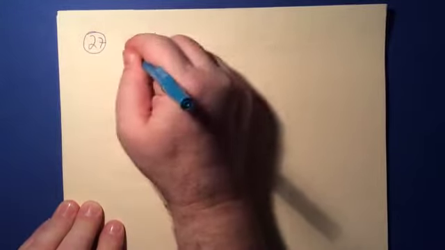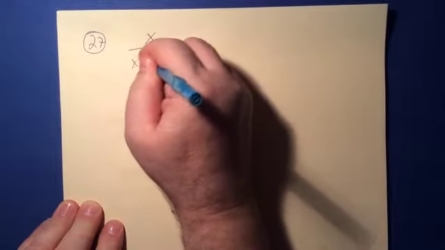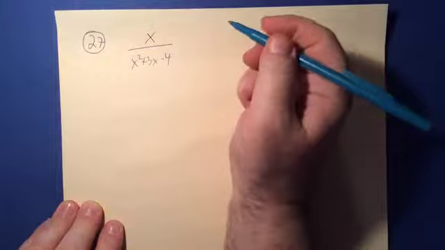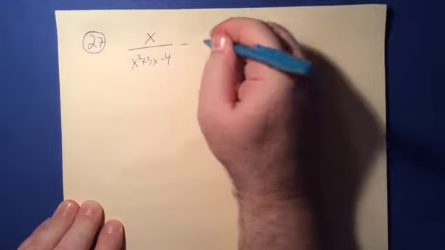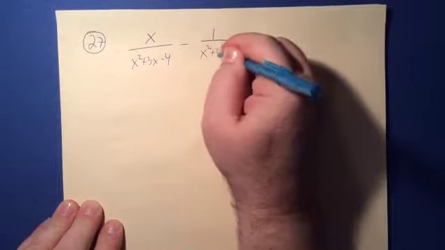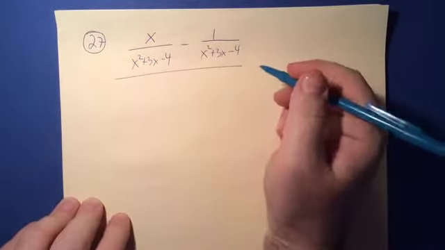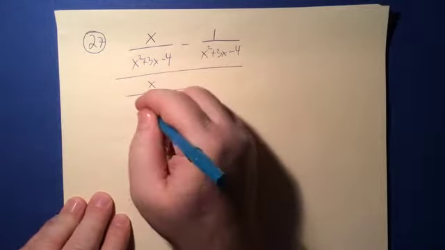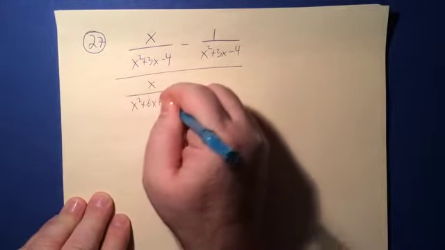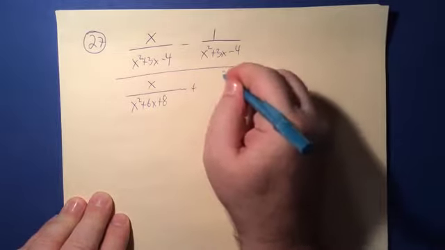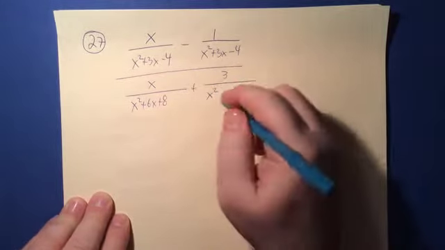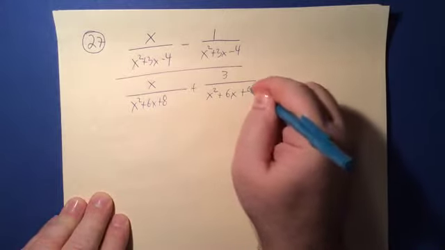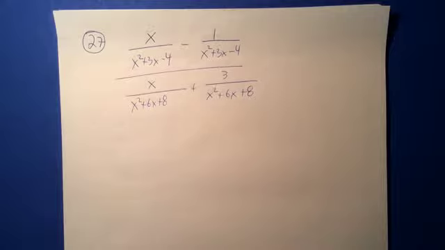So we have the quantity of x over x squared plus 3x minus 4 minus 1 over x squared plus 3x minus 4, divided by x over x squared plus 6x plus 8 plus 3 over x squared plus 6x plus 8. So another technique we can try to see if we can work toward simplifying this is to see if there's any work we can do in the bottom to help simplify.